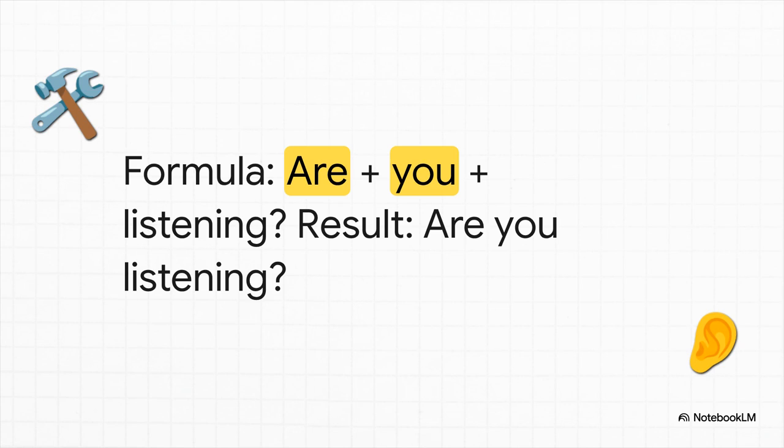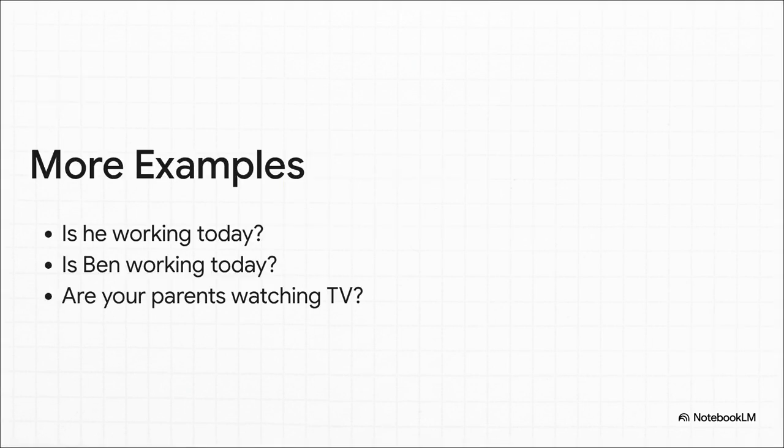Okay, let's build one together right now. Let's say you want to ask you about the action of listening. Okay, our subject is you, so we know we have to start with are. Then comes the subject, you. Then the verb listen, plus ing. And just like that, you have a perfect question. Are you listening? See? And this pattern works for any subject you can think of.